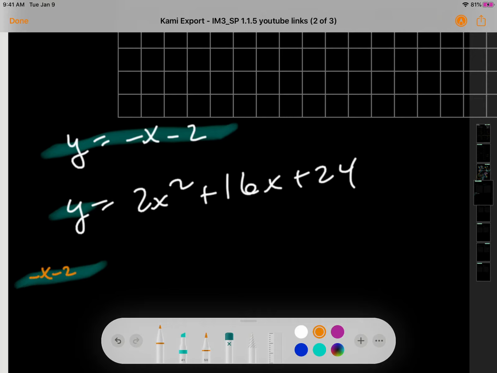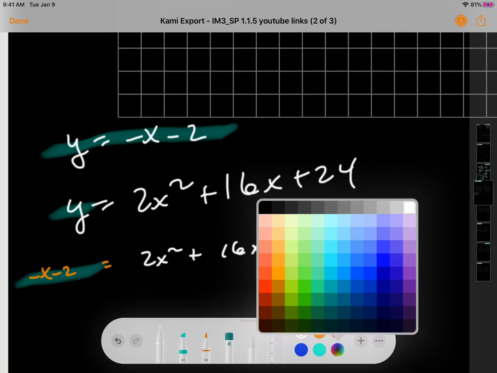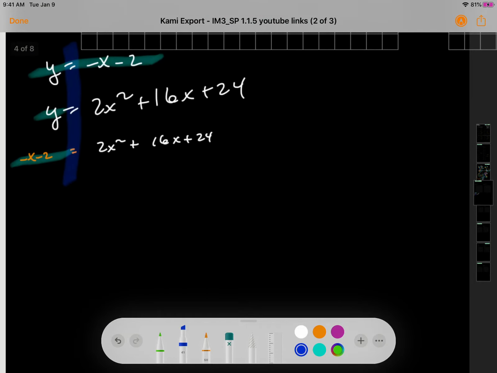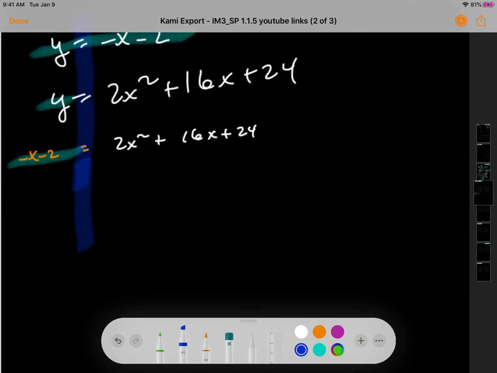Negative x minus 2, and I have 2x squared plus 16x plus 24. Okay? Alright, let's set this equal to 0 now. So I'm going to line up the equal sign and leave some space to work.